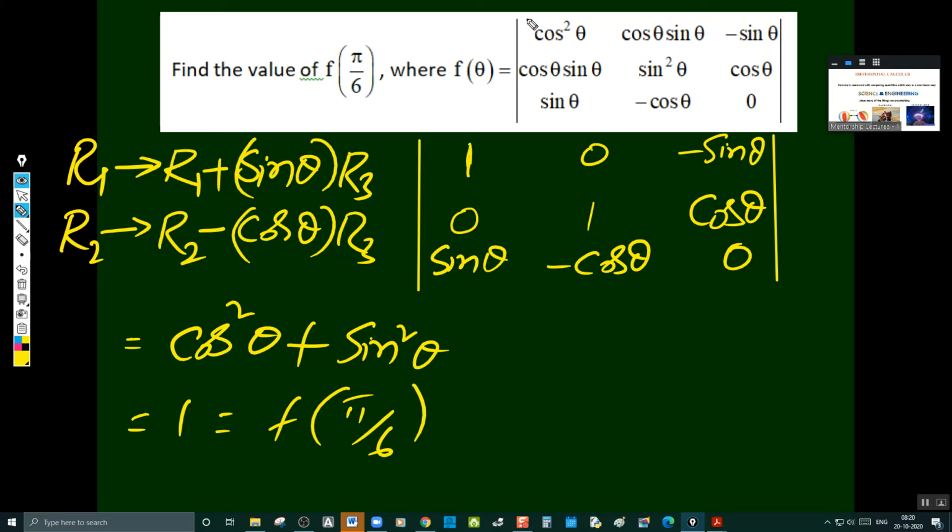Why have I taken this problem? Sometimes making them 1, 0, you must do with the trigonometric ratios also, not only constants, not only the numbers. You will have to use this type of operations also, multiplying with sine theta, cos theta, and all. I think it's clear. Even if you substitute pi by 6, you'll get the same answer, because the answer is 1.